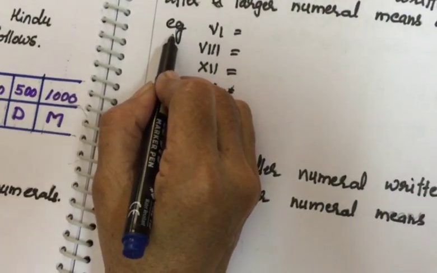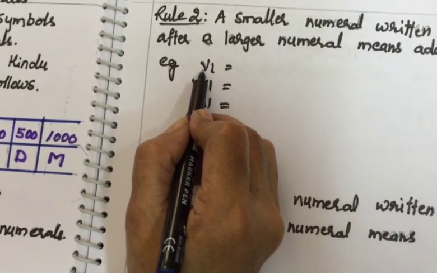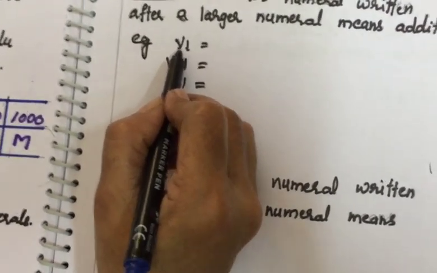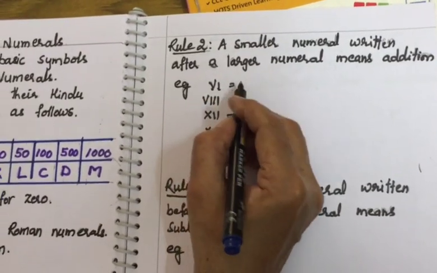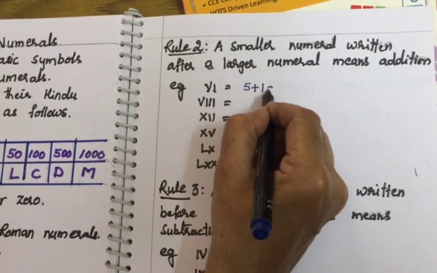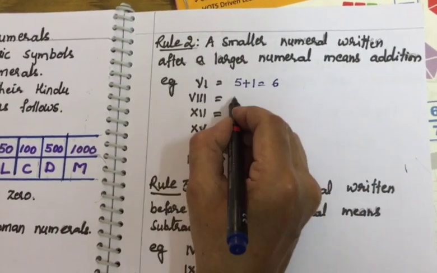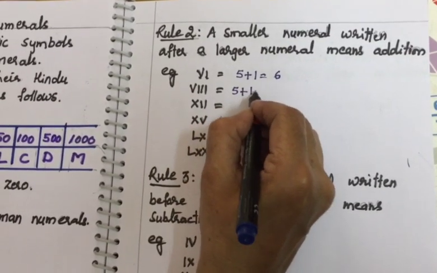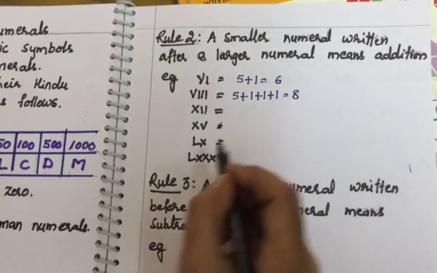Here see, children, the example. The larger numeral is written first and the smaller numeral after it. That means what do you have to do? Addition. VI means 5 plus 1 is equal to 6. Now here 5 plus 1 plus 1 plus 1 is equal to 8.